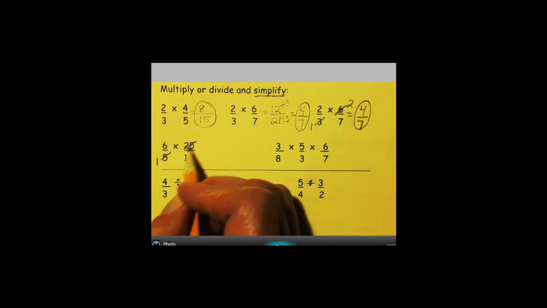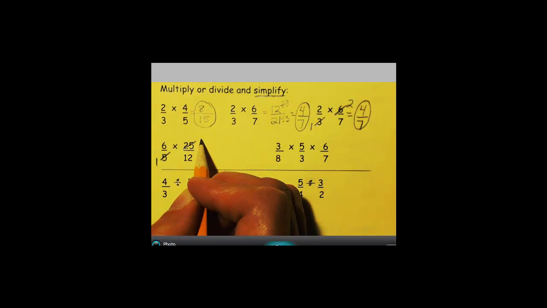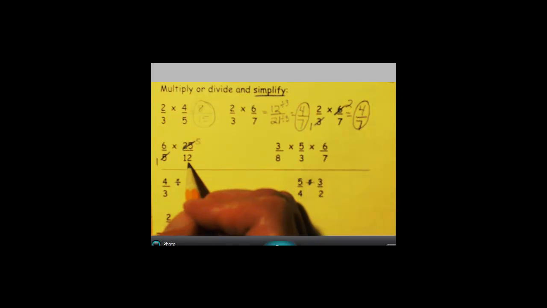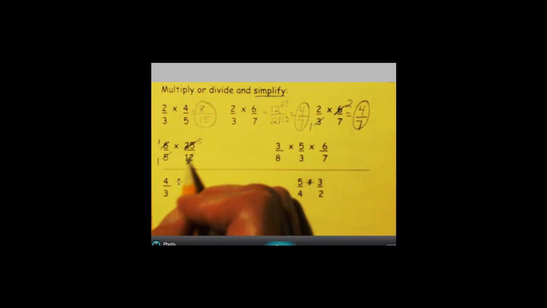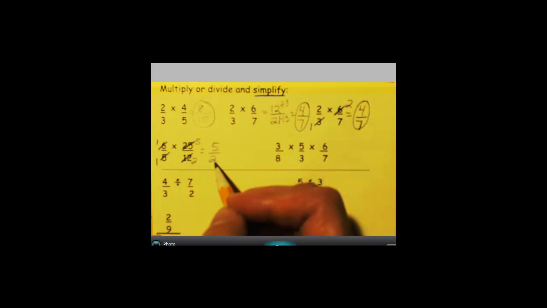We can do the same thing here. 6 divided by 6 is 1. 12 divided by 6 is 2. We end up with 5 halves. But we can also remember that we have a simplification skill here. This is an improper fraction. So we need to remember that 2 goes into 5 2 times with 1 left over. So our final outcome would be 2 1/2.